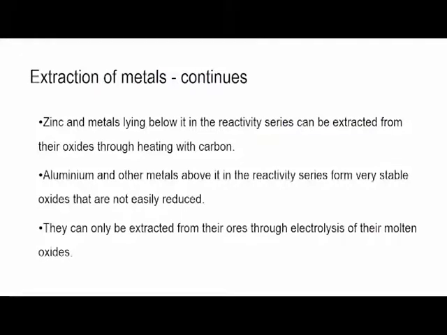The method of extracting metals like zinc and those below it is called heating with carbon. And that's why we also find that carbon is above zinc, meaning that all elements below carbon can be extracted by heating them with carbon. But those that are above carbon cannot be extracted by heating them with carbon because they are more reactive than carbon.